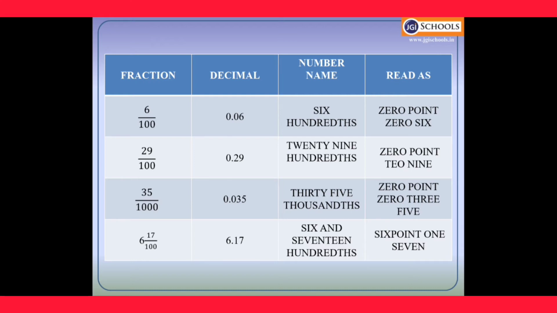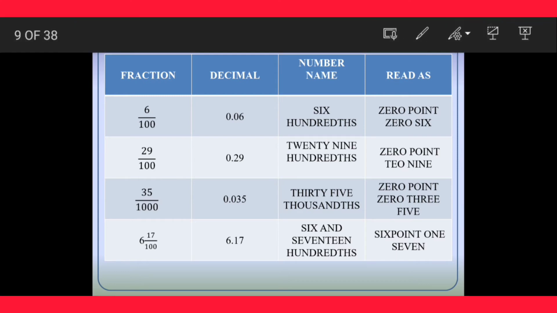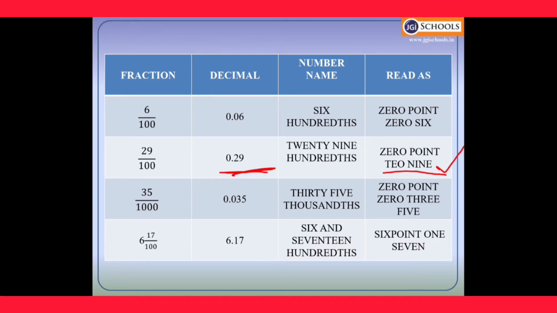Now, how will you read this? 6 upon 100 is 0.06. Never read the number as a whole like 25, 24. After the decimal point, the digits should be read one by one. Suppose here it is 29 upon 100. It is 0.29. You can't read it as 29. Note here, you can't read it as 29. You have to read it 0.29 only. Keep in mind you have to read it as 0.29.